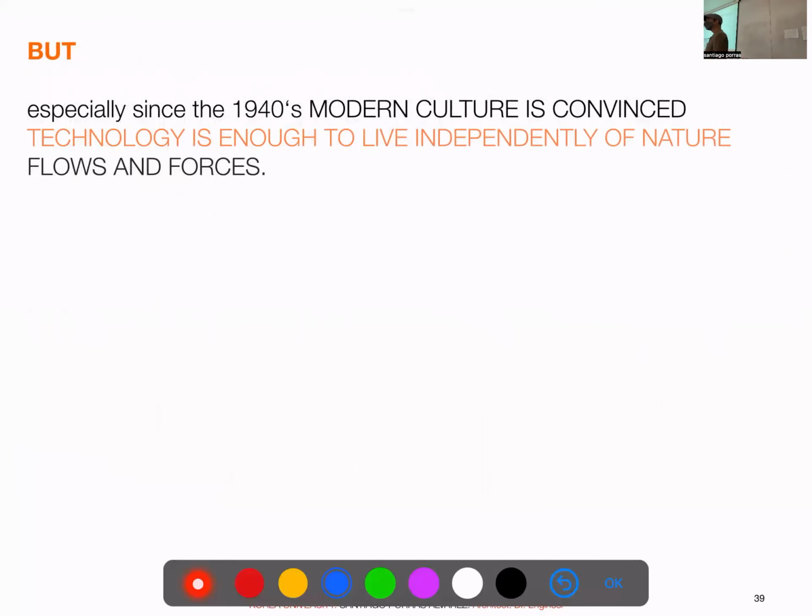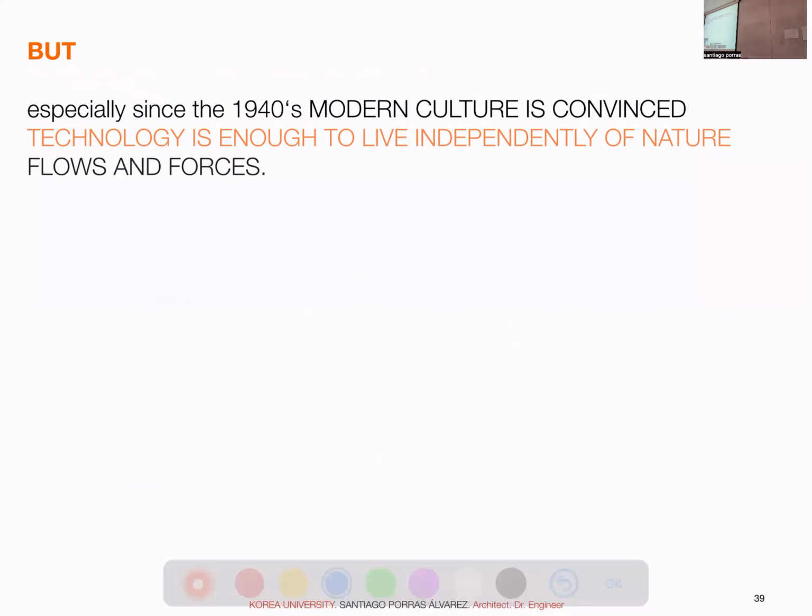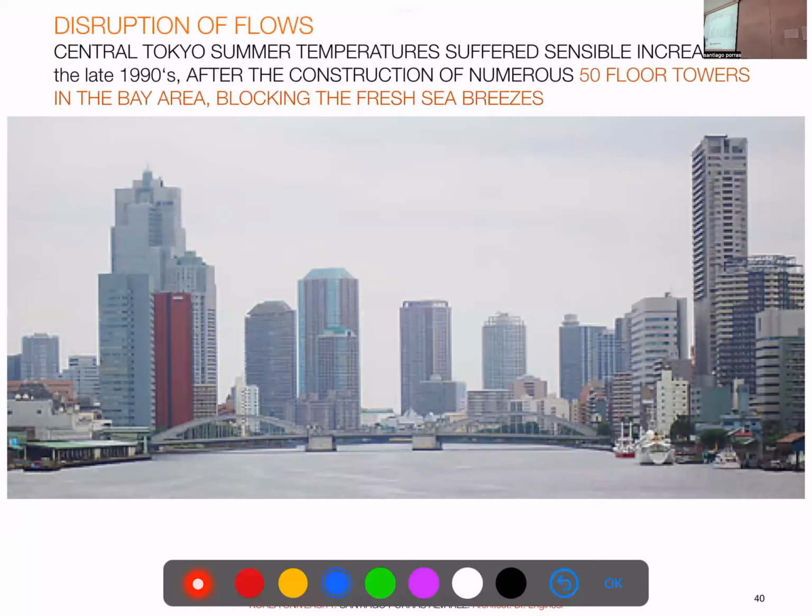However, still, especially since the Second World War, when we have fluorescent lighting, air conditioning, and cars, the idea that we can just create a climate with technology, independently of whatever place we are, is very strong. This is one example, Tokyo.